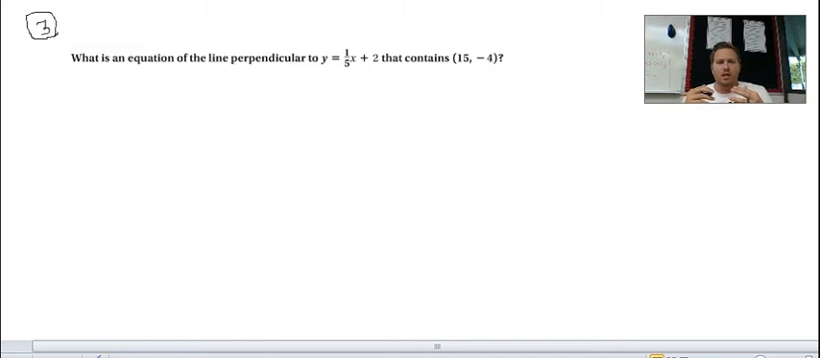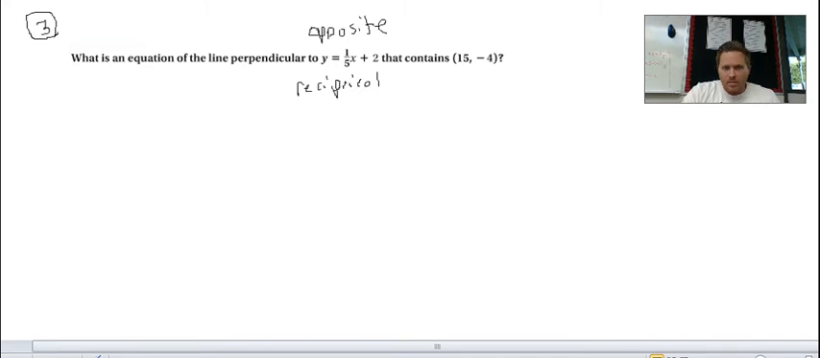So remember, we talked about if lines are perpendicular, the two slopes of the lines, when we multiply them together, are going to equal negative 1. So how can we figure out what number that is? Well, it's really easy actually. All we need to do is take what we call the opposite reciprocal of our slope.